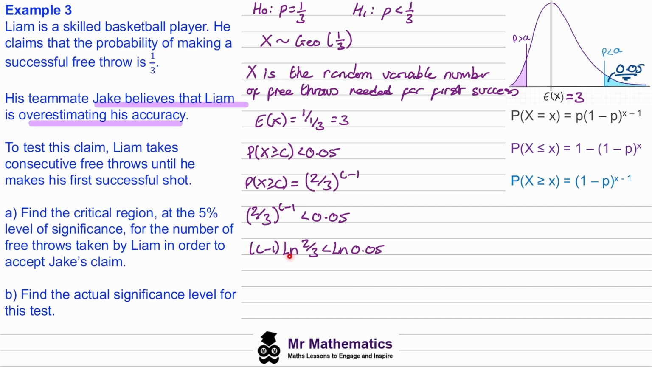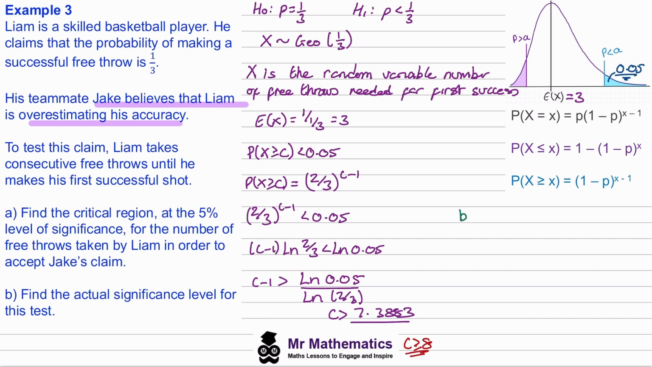And when we divide both sides by this, we need to change the sign because this is a negative. So we'll get c minus 1 to be greater than the natural log of 0.05 over the natural log of 2/3. And when we add 1 to both sides, we'll get c must be greater than 7.3883. But we know this has to be an integer, so our critical region is that c is greater than or equal to 8.